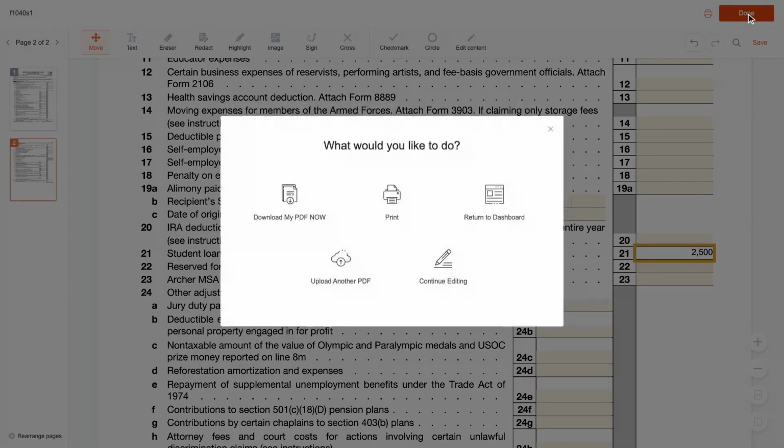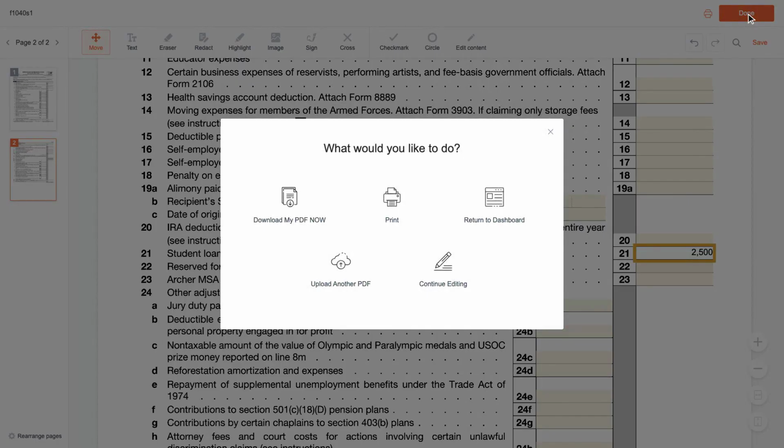Attach Schedule 1 to your Form 1040 when you file. Its totals appear on lines 8 and 10 of your 1040.